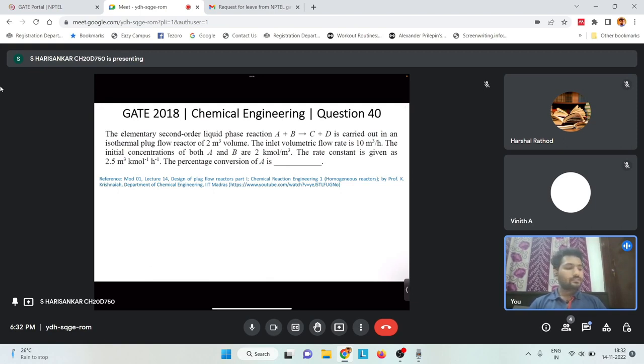So this is a question from the ideal reactors part in chemical reaction engineering, and the reference NPTEL series can be found in module 1, lecture 14, design of plug flow reactors part 1, chemical reaction engineering 1, homogeneous reactors by Professor K. Krishnaiah, Department of Chemical Engineering, IIT Madras.